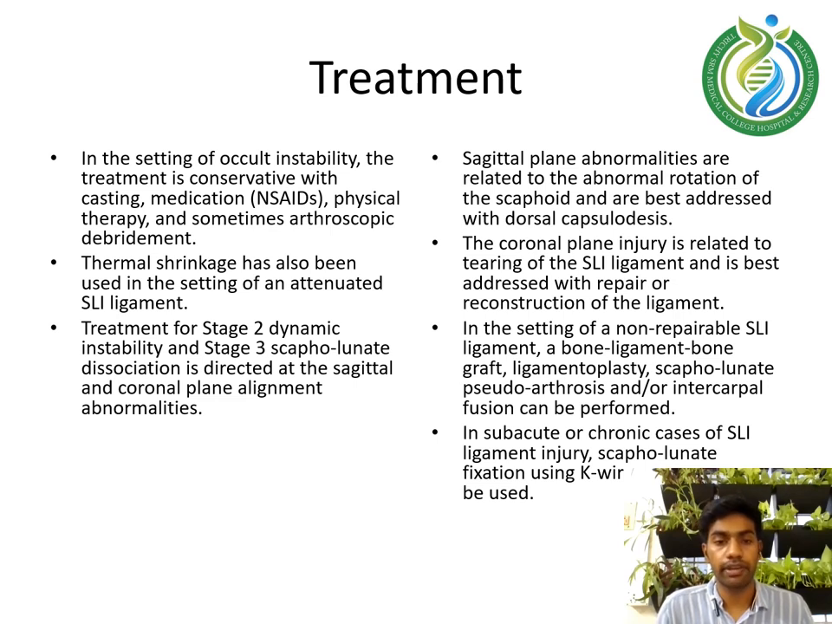Treatment for stage 2 dynamic instability and stage 3 scapholunate dissociation is directed at sagittal and coronal plane alignment abnormalities. The sagittal plane abnormalities are related to abnormal rotation of the scaphoid and are best addressed with dorsal capsulodesis. The coronal plane injury, which is related to tearing of the SLI ligament, is best addressed with repair and reconstruction of the ligament. In the setting of non-repairable SLI ligament, bone-ligament-bone graft, ligamentoplasty and scapholunate pseudoarthrosis with intercarpal fusion can be performed. In subacute and chronic cases of SLI ligament injury, scapholunate fixation using K-wires and screws can be used.